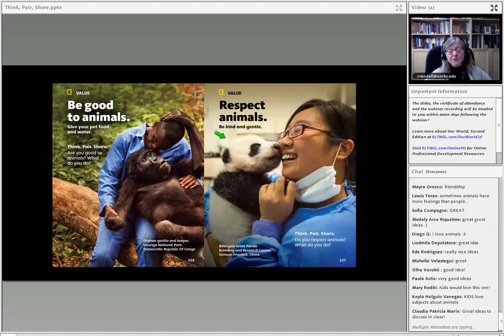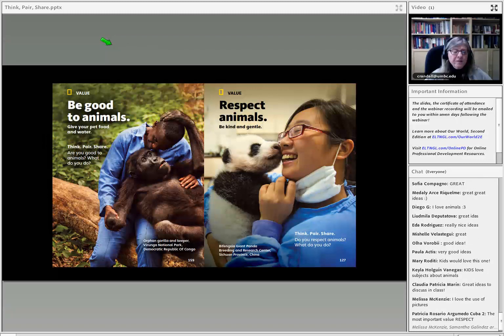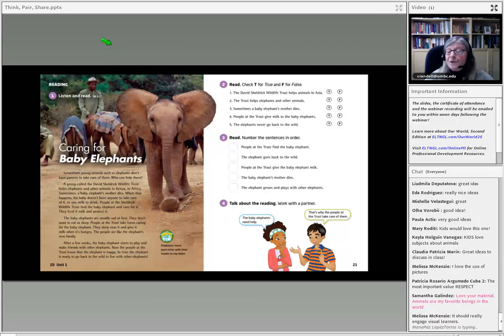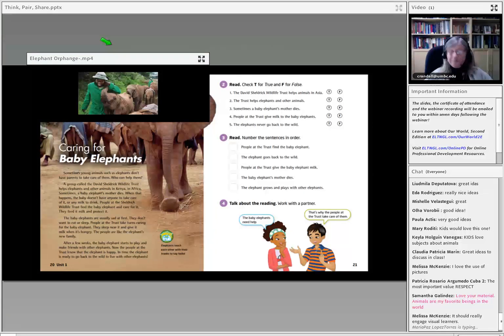And what does it mean to respect animals? Important, especially in this particular case with all animals, but with animals that are in danger of being extinct, it's really critically important. And in both cases, we have babies, we have orphans who desperately need to be taken care of. And here's a reading on caring for baby elephants, but I think now what would be much more interesting to you is to see a video about how people take care of orphaned elephants.